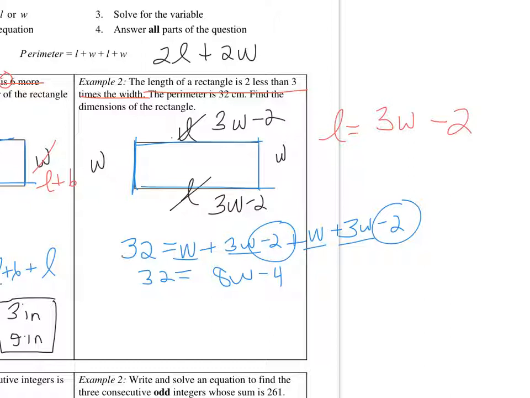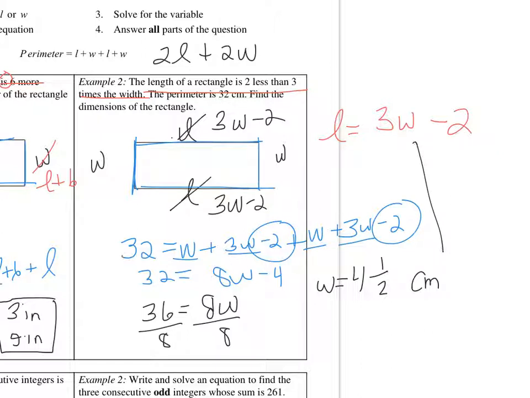So I'm going to get 36 equals 8W, and divide both sides by 8. This is 4.5. So W equals 4.5, or 4.5 centimeters.